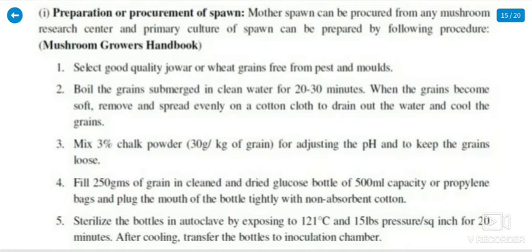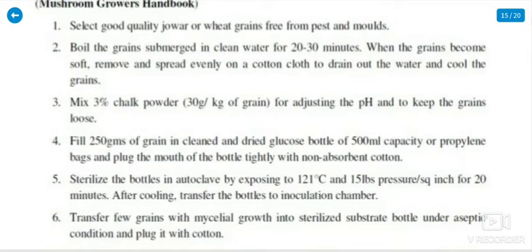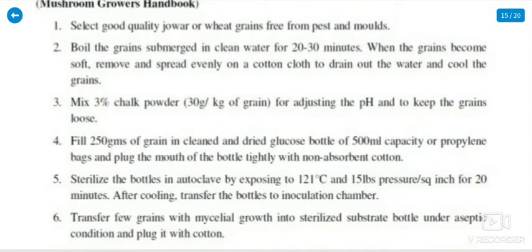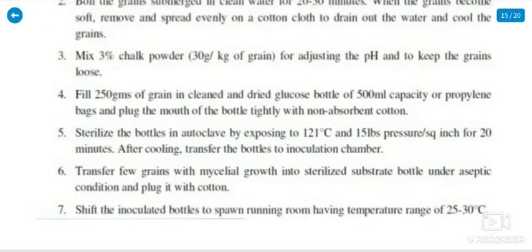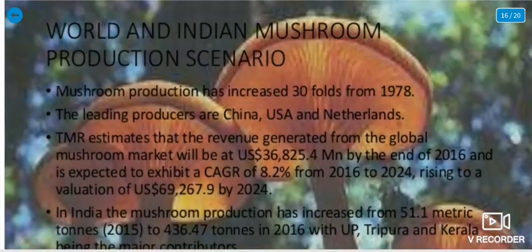Number 4, 250 gram of grain and add the dry glucose. Finally, sterilize the bottle in an autoclave at 125 degrees for 15 minutes. Then transfer a few grains with mycelial growth and spread on the substrate bottle under aseptic conditions with cotton. Shift the inoculated bottles to spawn running at a temperature range of 25 to 30 degrees.